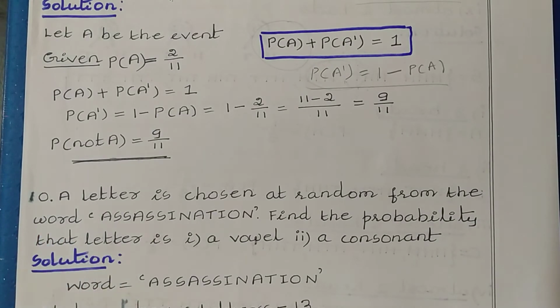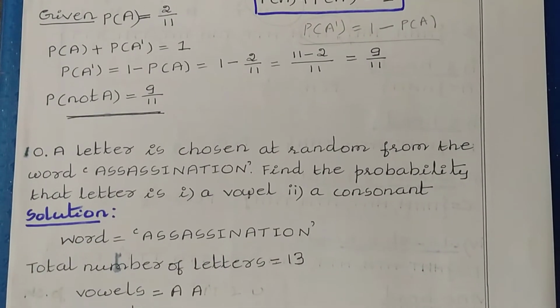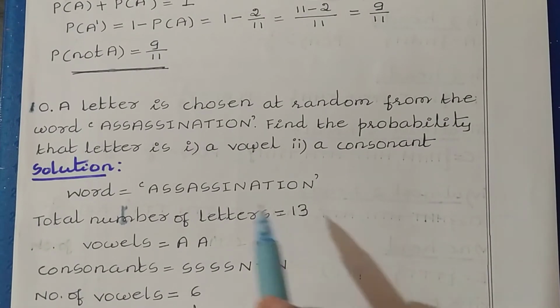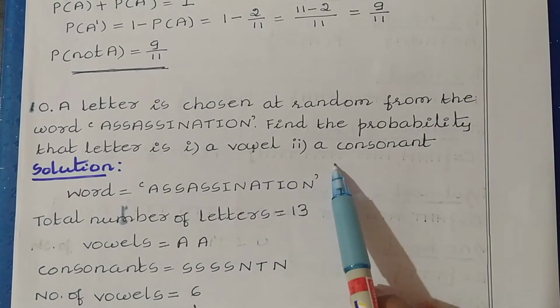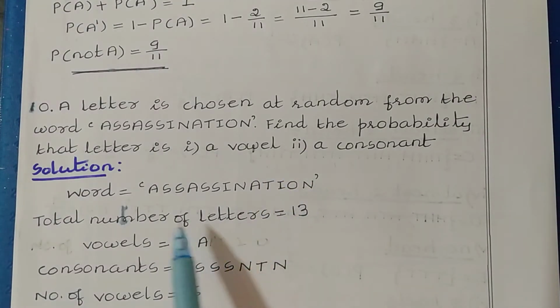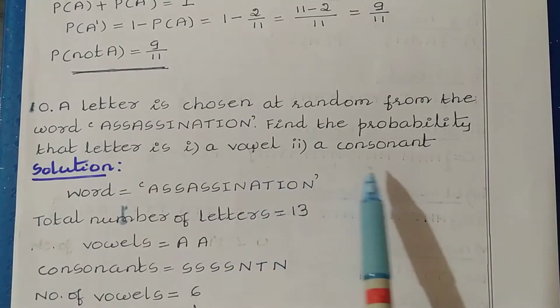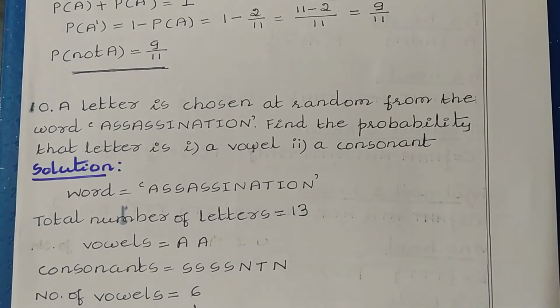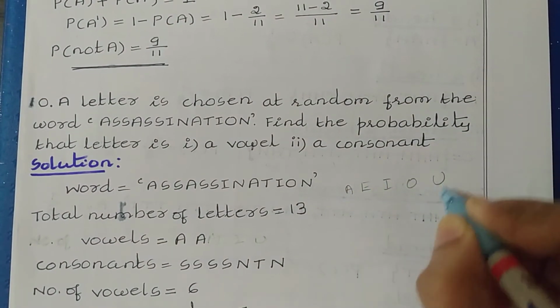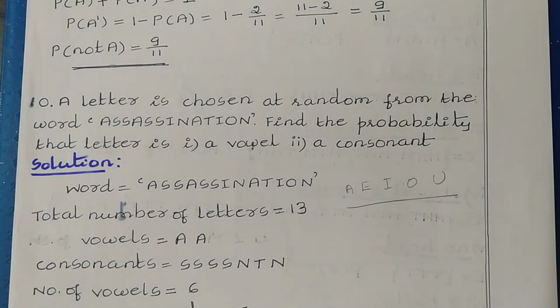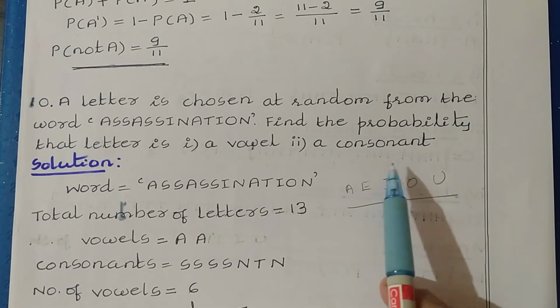Next, question number 10. A letter is chosen at random from the word assassination. Find the probability that letter is a vowel and a letter is a consonant. So they have given this word and we need to find the probability of letter is a vowel and consonant. First of all, we know that whenever we consider the vowels, we can have A, E, I, O, U. So totally there are 5 vowels among 26 letters and the remaining 21 letters forms the consonant.